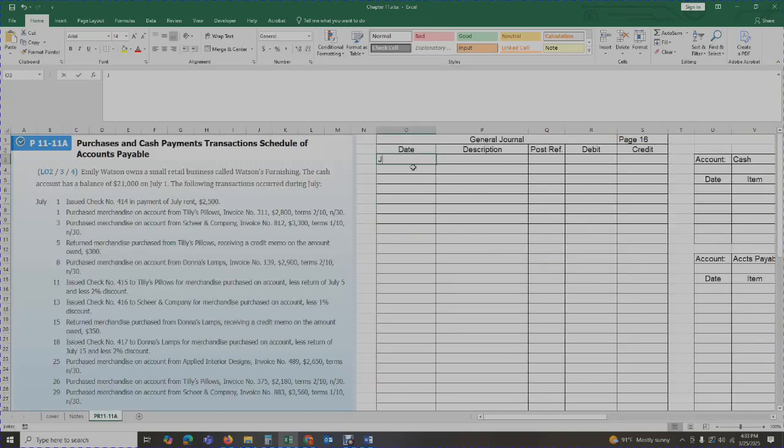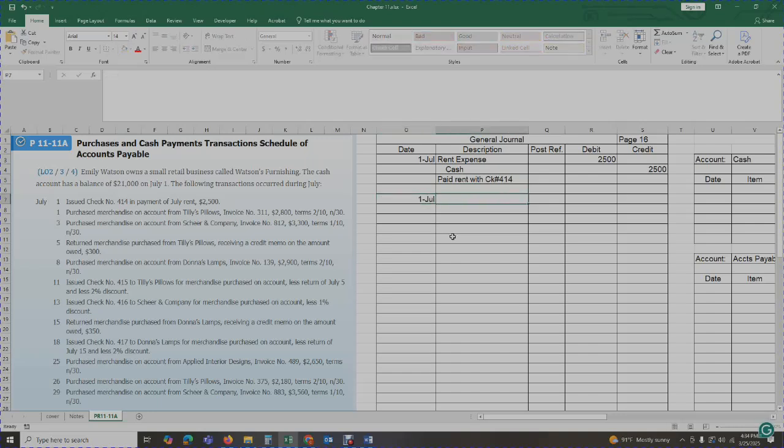So let's begin with July the 1st. July the 1st, we issued check number 414 in payment of the July rent, $2,500. So what are we paying? We're paying the rent. That's a debit to rent expense. How much? $2,500. How do we pay the rent? The rent is paid with cash, $2,500. And then I'm going to put the description, paid rent with check number 414. That happened on July the 1st.